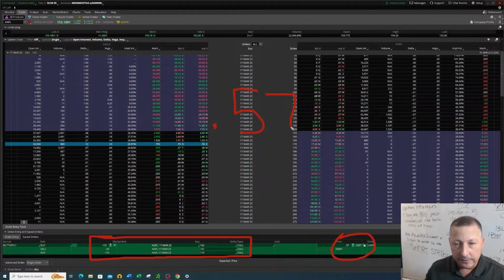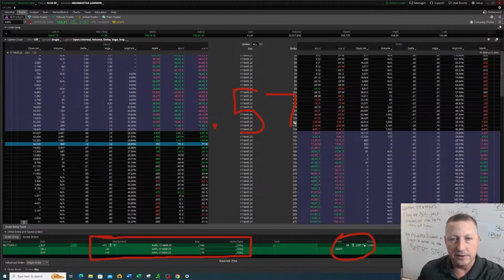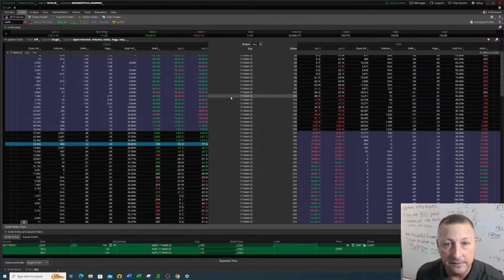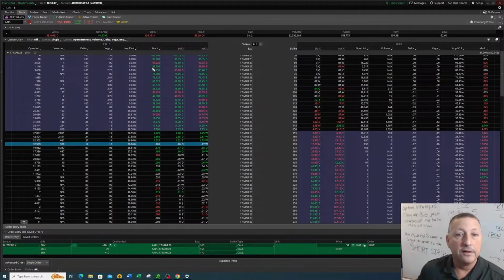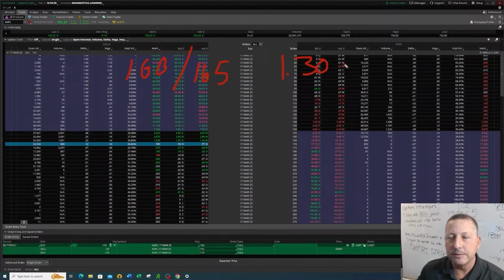Now, what is the difference? The difference is obviously 57 or 58 cents versus paying $1.30. Remember, our target was 165. In the first example of buying the 160/165 spread, we paid $1.30 with the maximum value being worth $5, for a maximum potential profit of $3.70.